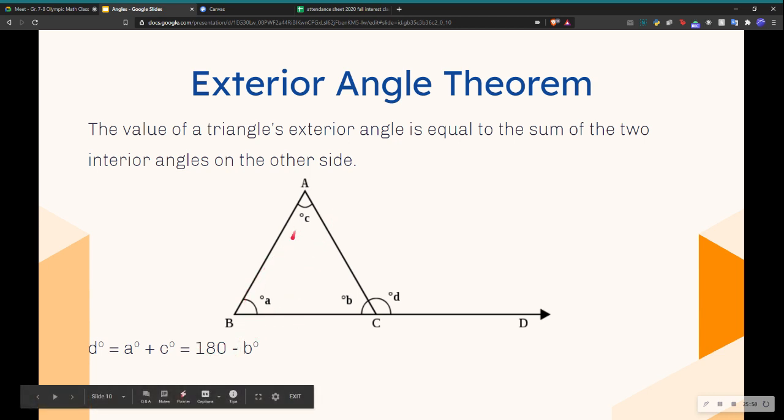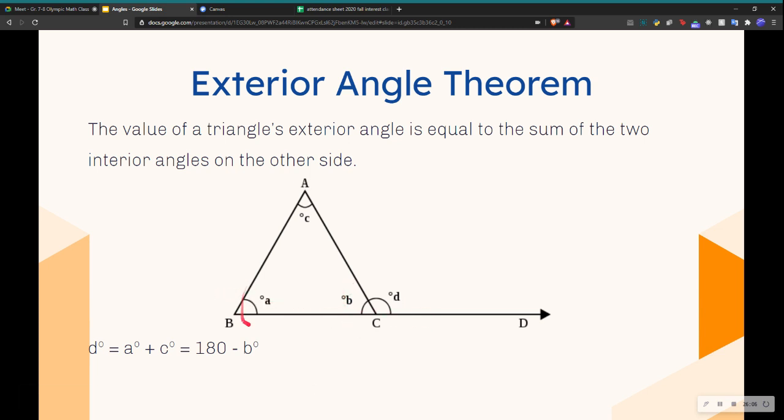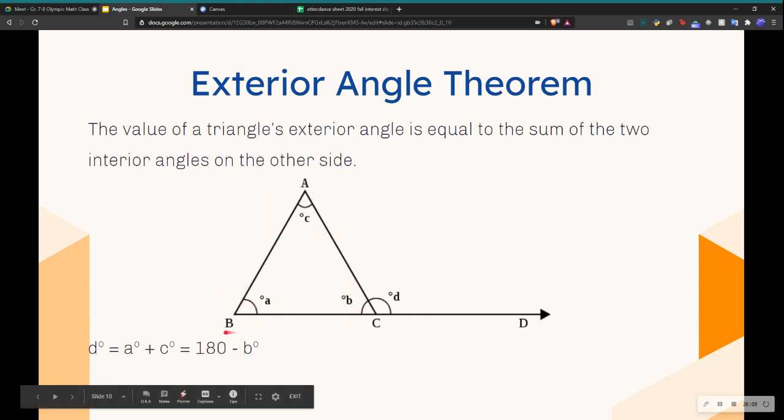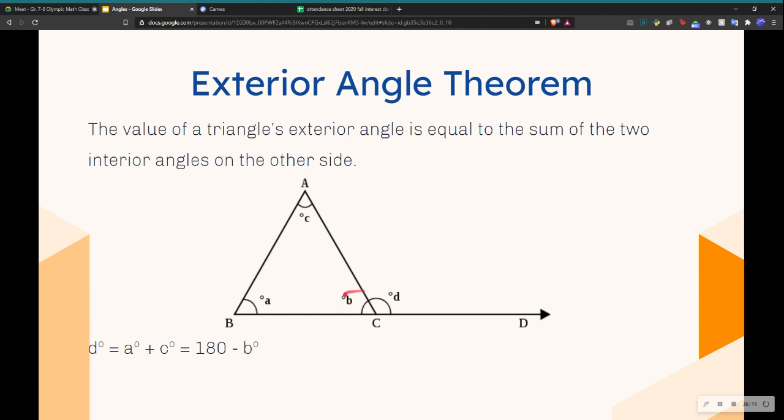So we have A plus B plus C is equal to 180 degrees, right? Because it's a triangle. And then if you subtract B, you just get A plus C, right? But this is also equal to angle D because B and D are supplementary angles. They're on a straight line. So this means that angle D equals angle A plus angle C, right? So that's the exterior angles here.